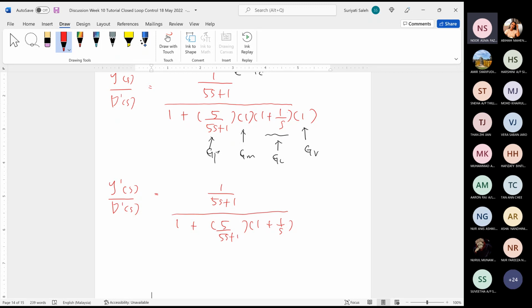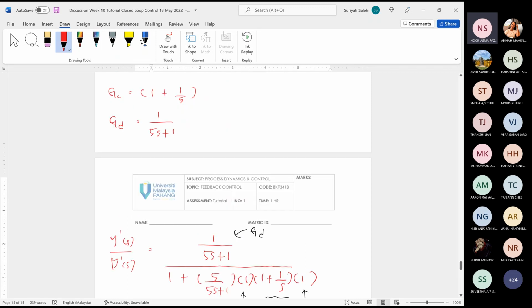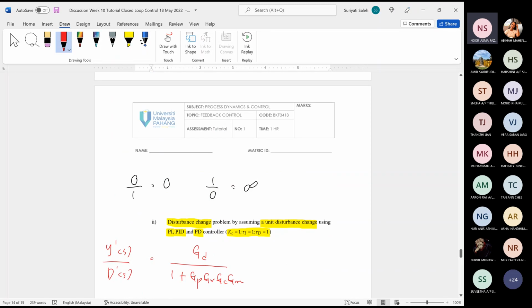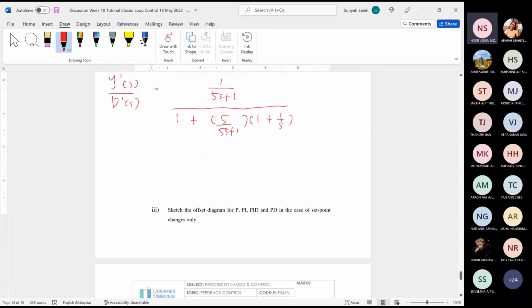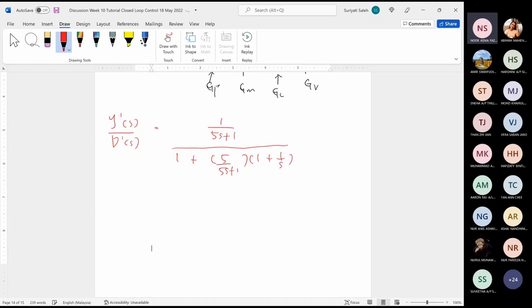So here we want to determine the offset. Based on the calculation here, this one requires us to calculate the offset for a disturbance change. Again, we use the same formula: offset equals y prime sp infinity minus y prime infinity. So here we have to find the y prime infinity value, and again we use the same final value theorem.